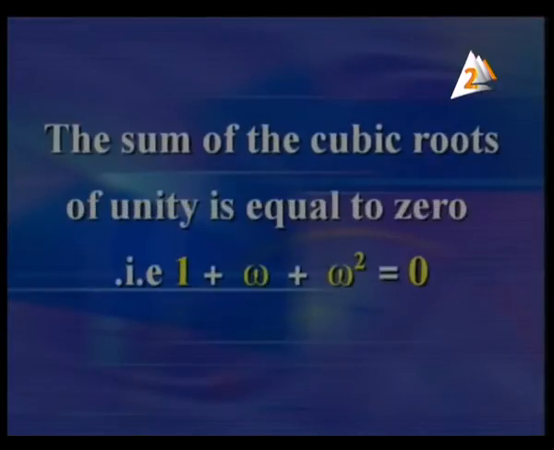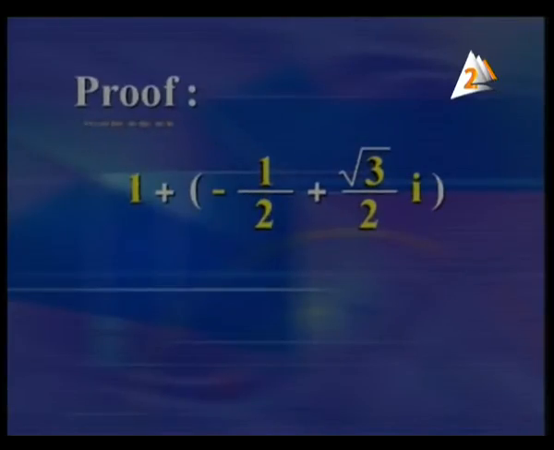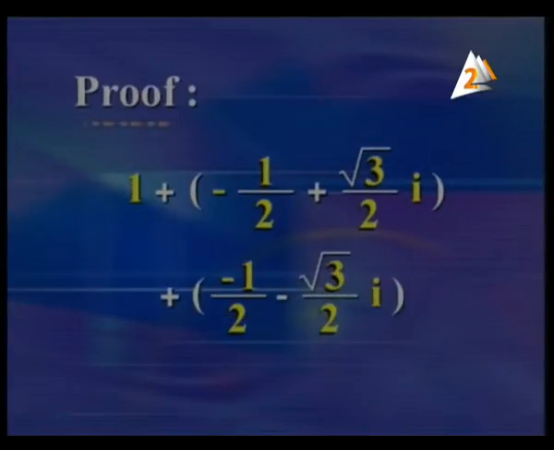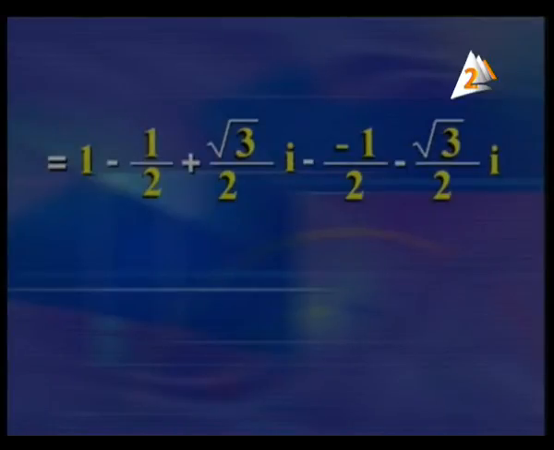Property 3. The sum of the cube roots of unity is equal to 0. Then we have the three cube roots of unity, 1, omega, omega squared. If we add them, 1 plus omega plus omega squared equals 0. The proof. What's omega? Negative 1/2 plus root 3/2 i. What is omega squared? Negative 1/2 minus root 3/2 i. When we add the three cube roots, the answer is 1 plus negative 1/2 plus root 3/2 i, plus negative 1/2 minus root 3/2 i, which equals 0.